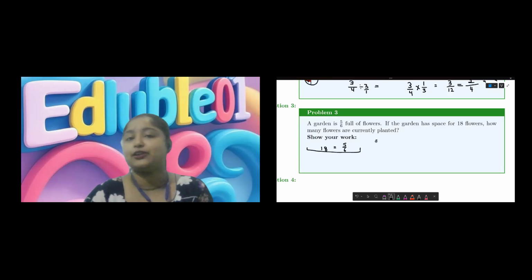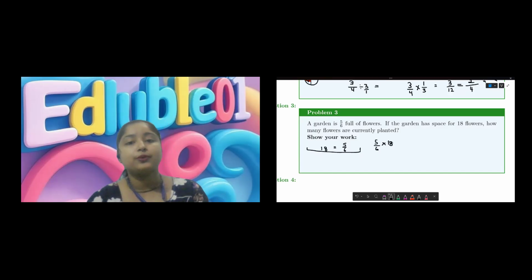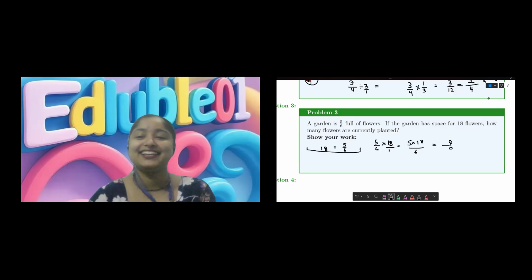5/6 of 18, clearly, right? That's a multiplication. So 5/6 times 18. Again, it's a whole number, so we know that it should be over 1, right? By that logic, you know that it is 5 times 18, and this is 6, right? What should be the answer? Clearly, multiply it out and find the answer. Comment down below as well. It's easy peasy lemon squeezy, right?